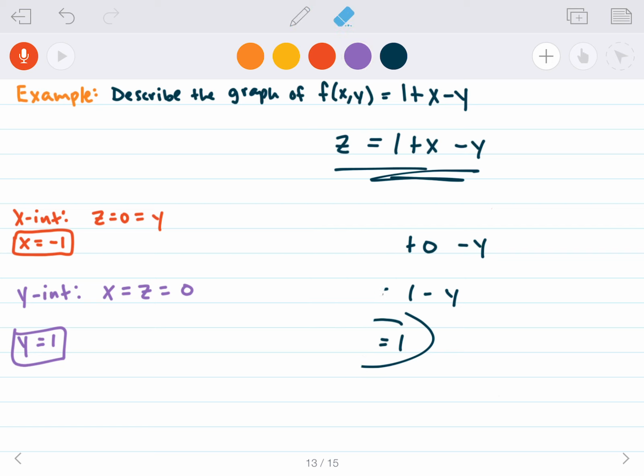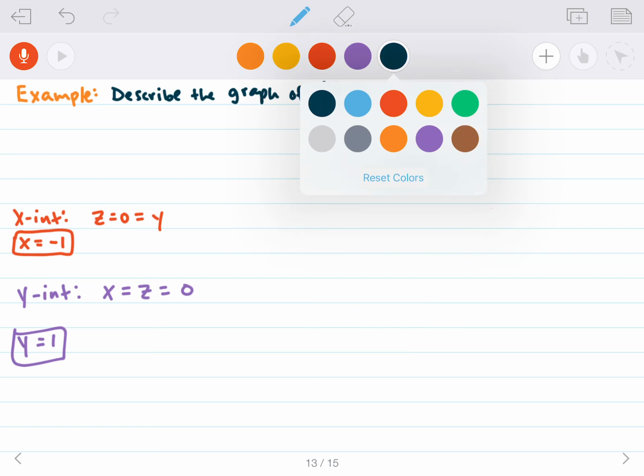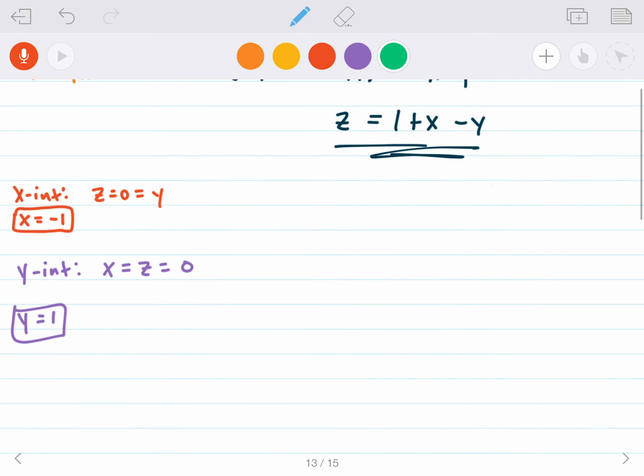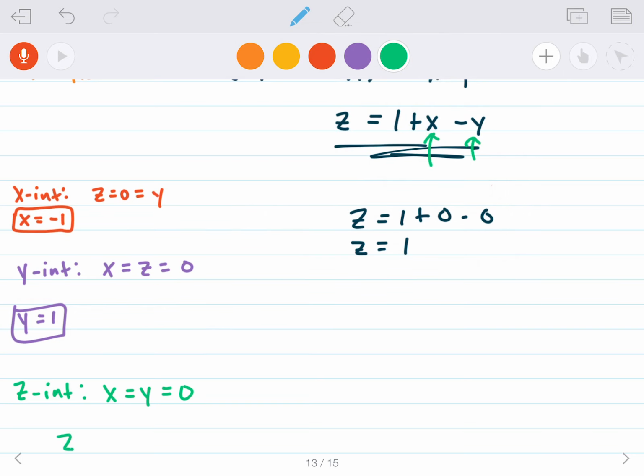And finally, let's do the z-intercept. The z-intercept is going to occur when x and y are 0. So my z-intercept is going to occur when x equals y equals 0. Again, just plugging in 0 for x and y into my plane equation, I get z is equal to 1 plus 0 minus 0, so z is just equal to 1. Okay, so that is my z-intercept. And that's all we need to graph a plane. So let's go ahead and sketch a graph of it.